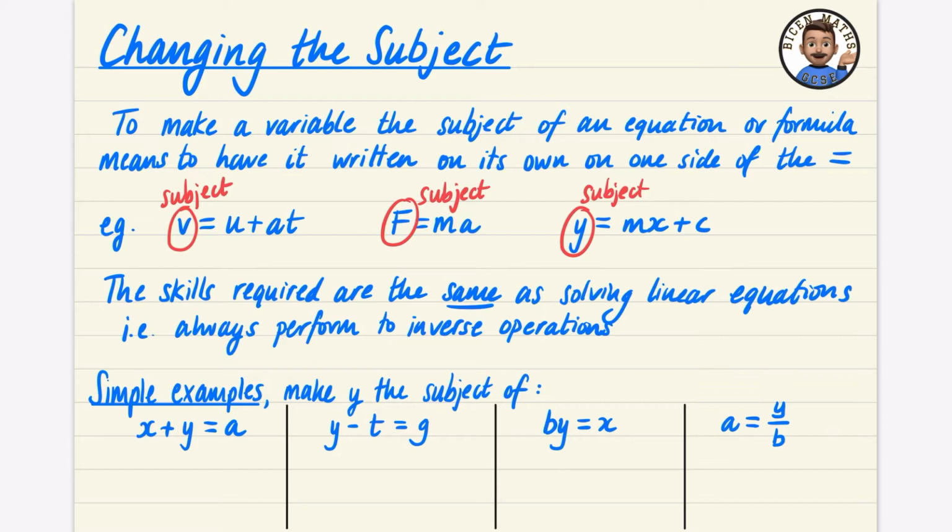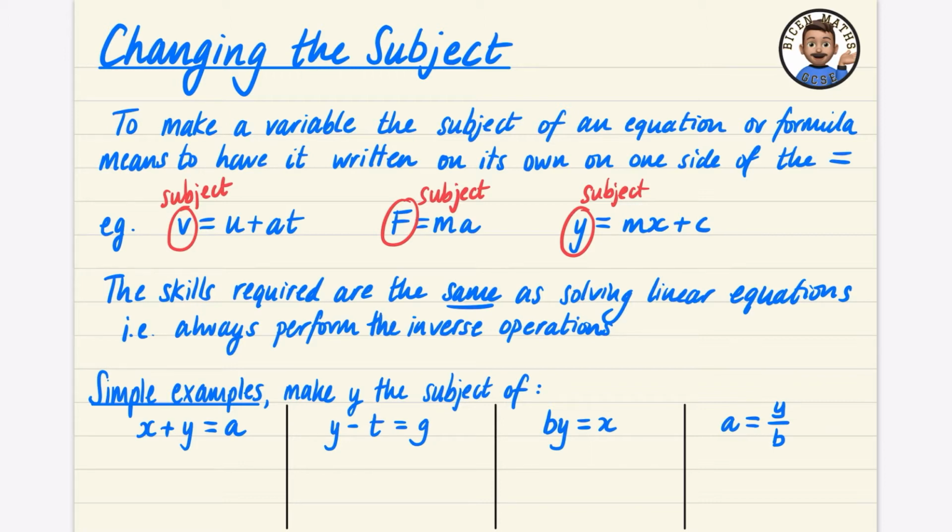And what we're going to try and do is take these formulae, these three, as these are just examples, we wouldn't actually have to use these three, and make a different letter the subject, and you're going to use algebraic techniques to do that. The skills required for this are the same as solving linear equations. If you haven't watched my playlist on solving linear equations, it might be worth watching maybe the last couple of them just to get an idea about how I do these. Basically, you always perform the inverse operations.